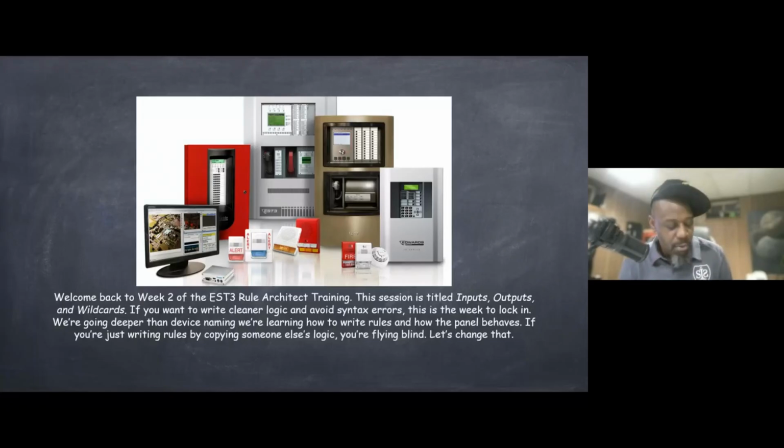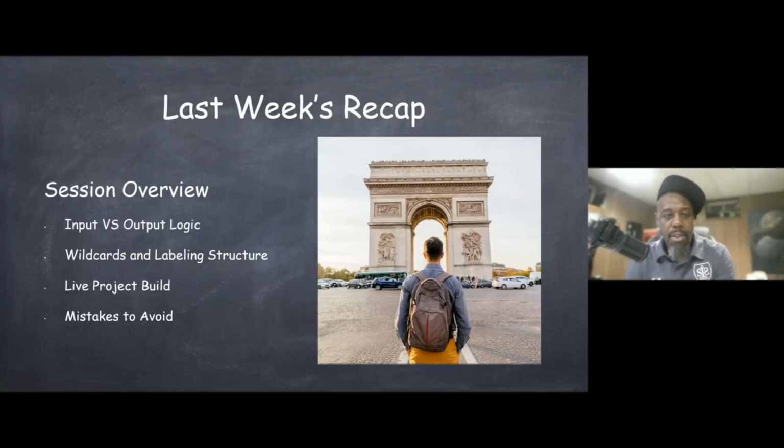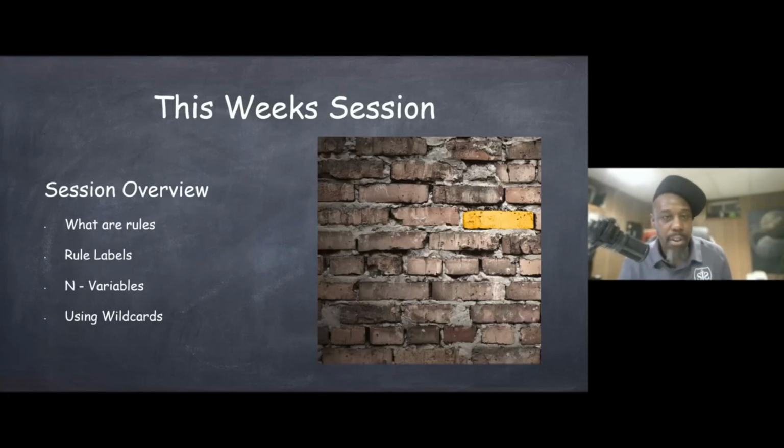Then we're going to jump into the existing programming, and I added a few more smokes and some more devices so we can program them in. So let's go to the next one. Last week we went over a little bit of the input. We just breezed over the input, the output, a little bit of the wildcard, some labeling structure, and then did a little bit of the project build. This week, we're going to dive a little deeper into the rules, the labels, and actually understanding why we have to write these rules so that the fire alarm control panel can receive these inputs and have these output functions.